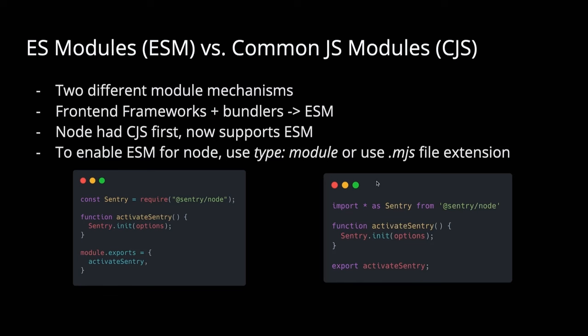Node, on the other hand, had CommonJS first, which was their way, kind of proprietary, but later standardized, for Node with this require and module exports. Later on, when ES6 rolled around, ECMA, the organization, decided to standardize ES modules, what the bundlers had been using, but changing it slightly. And now Node also supports ESM. To enable ESM for Node, you can either change your whole package to say it's ESM only, or use a file extension to explicitly state what modules are ESM or CJS.